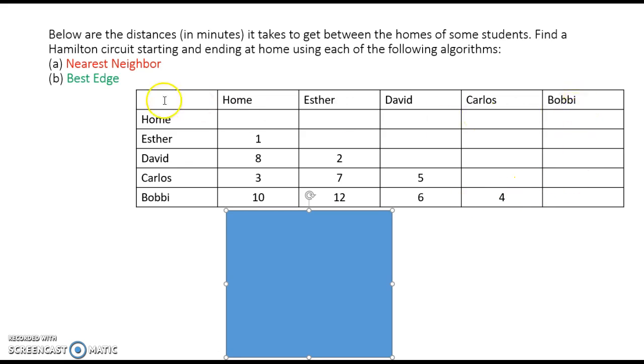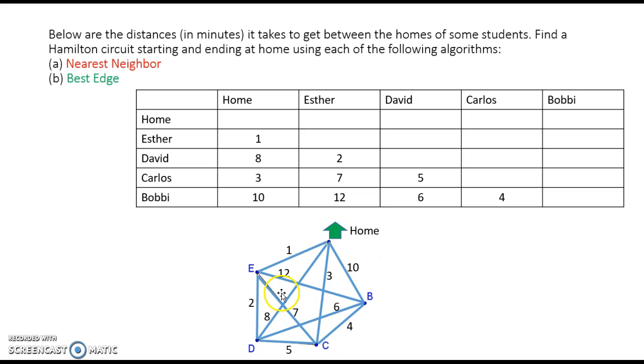So we see this table, and what this does is gives us the distance in between any two vertices in terms of minutes. So, for example, to go from Esther's place to Carlos' place, it would take 7 minutes, or from Carlos's place to Esther's place. To go from David's house to Bobby's house, or vice versa, that would take 6 minutes. So we can draw these out on a graph where the vertices are the different homes and the edges are the paths in between them, and we have them labeled by how many minutes it would take to travel that particular path.